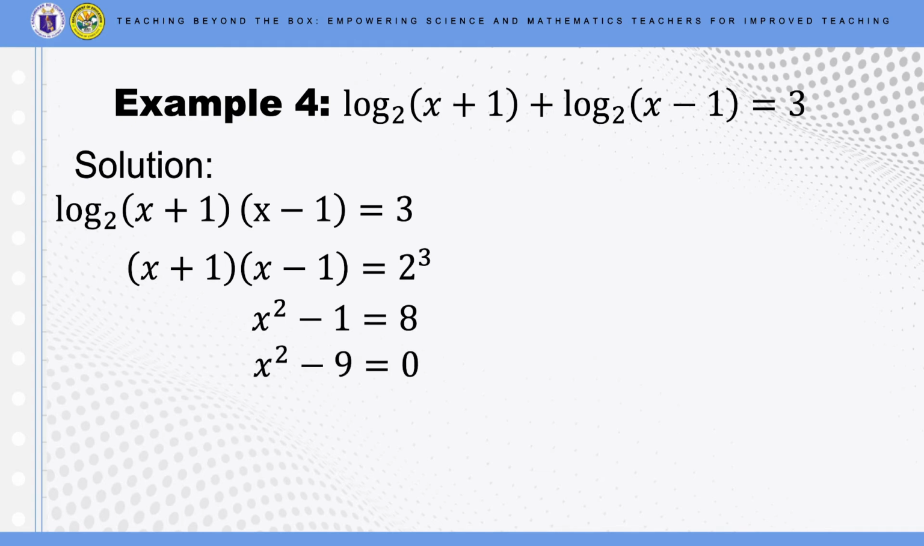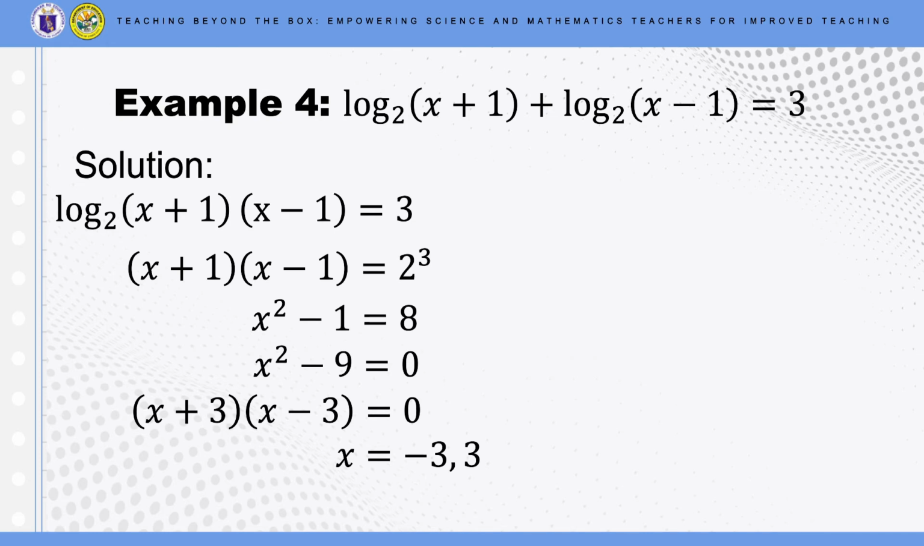By adding negative 8 to both sides of the equation, we have x squared minus 9 equals 0. Factor x squared minus 9. So we have the quantity x plus 3 times the quantity x minus 3 equals 0. Now apply zero product property. Therefore, the value of x equals negative 3 and 3.